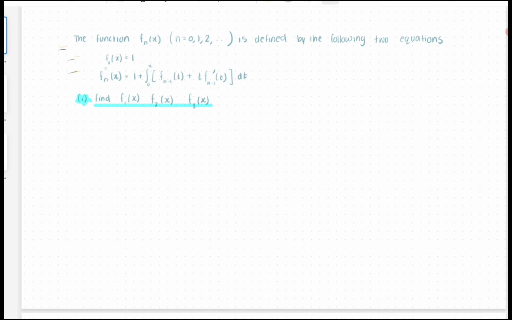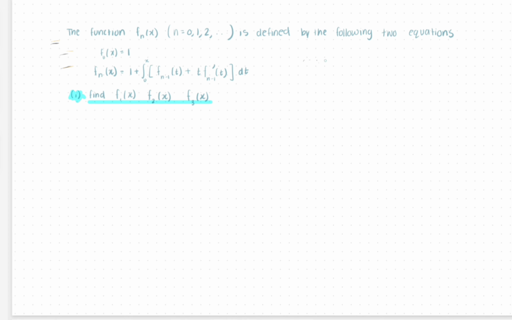The first function is f0 of x is equal to 1, and fn of x is equal to 1 plus the integration from 0 to x of fn minus 1 of t plus t times the derivative of fn minus 1 of t dt. And our first question, remember we're going to be solving 3 questions related to this scenario, is find f1 of x, f2 of x, and f3 of x. So if you want to give this problem a go, feel free to pause the video.